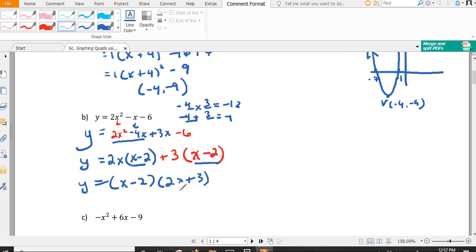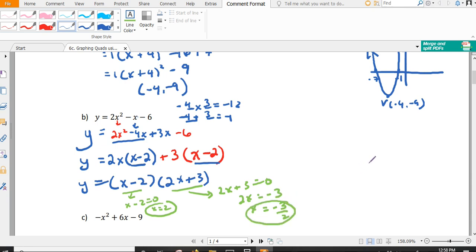Which means my x-intercepts are at x minus 2 equals 0, so x equals 2, and 2x plus 3 equals 0, so 2x equals negative 3, which means x equals negative 3 over 2. So I could quickly try to draw the sketch: I have an x-intercept of 2 and an x-intercept of negative 3 over 2.